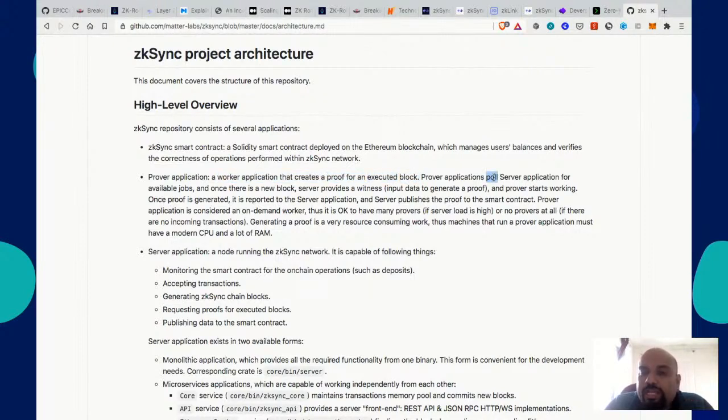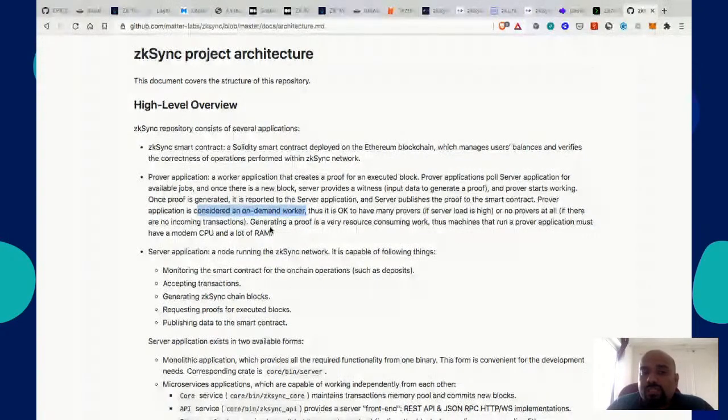The prover queries the server. The prover is connected to the ZK Sync server. It looks at the jobs, and if there is a new block, the server provides a witness, and the prover starts working. Once the proof is generated, it is reported to the server. The server publishes the proof to the contract. So the prover talks to the server, and the server talks to the blockchain smart contract. The prover is like an on-demand system, so we can have multiple provers if you need a large-scale system.